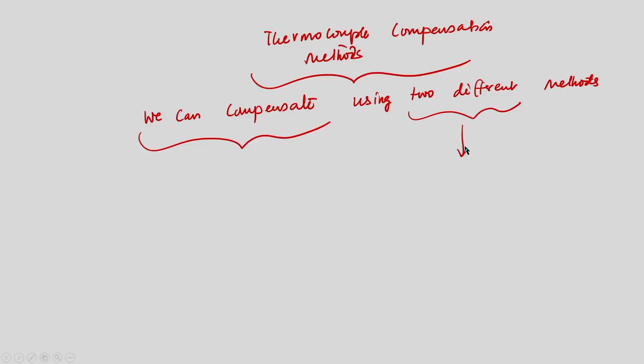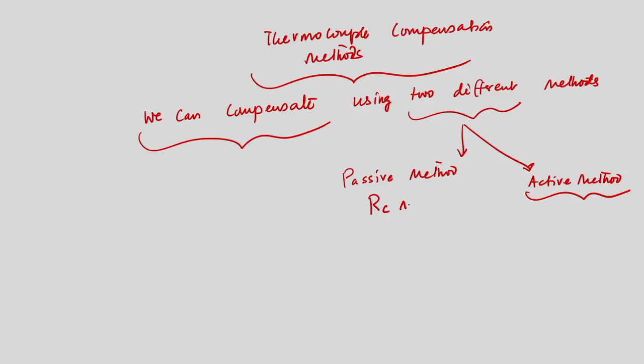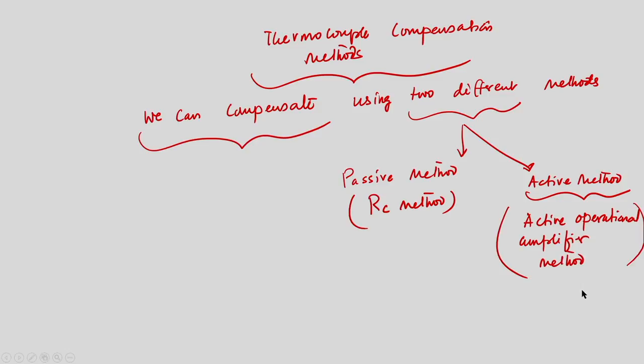One is known as the passive method, and the other is known as the active method, right. The passive method or RC method, that is essentially you need to introduce an electronic circuit, and we will see how we can compensate that. That is nothing but the resistance capacitance method. So, the RC circuit we should include, and the active operational amplifier method, right.